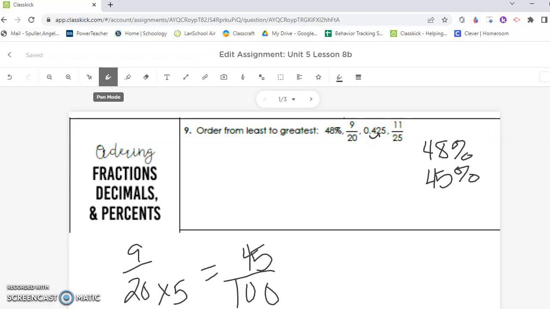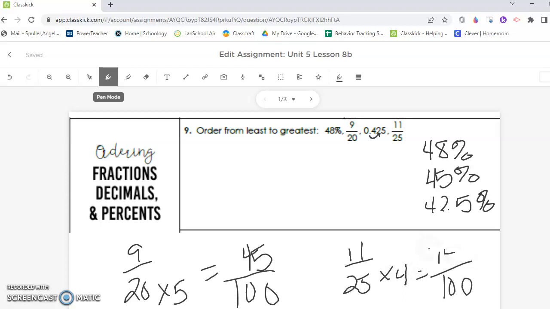Then we move the decimal 1, 2. We get 42.5%. And 11 over 25, we can multiply it by 4, and we'll get 100. And we'll get 44%.